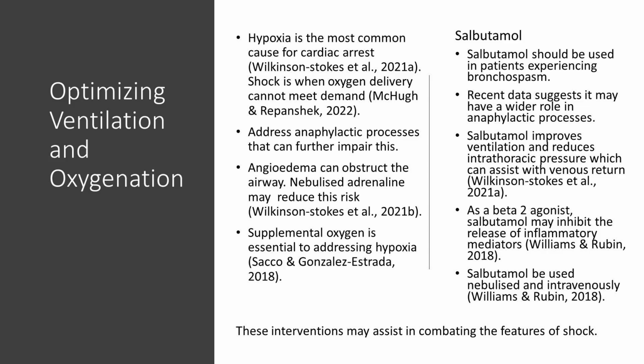Interestingly, recent data is suggesting that salbutamol may have a wider role in anaphylactic processes. So salbutamol should obviously be used in patients experiencing bronchospasm. However, salbutamol improves ventilation and reduces intrathoracic pressure, which can also assist with venous return. As a beta-2 agonist, salbutamol may also inhibit the release of inflammatory mediators, and it can be used both nebulized and intravenously. So these interventions, particularly those that address airway and breathing, as well as supplemental oxygen, salbutamol may also assist in combating the features of shock.